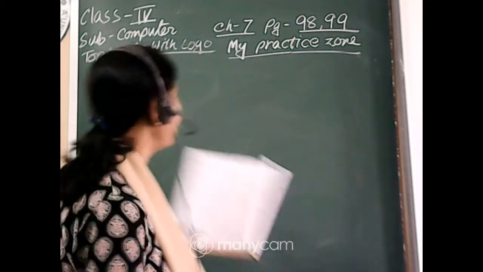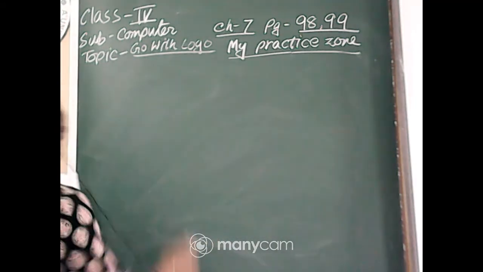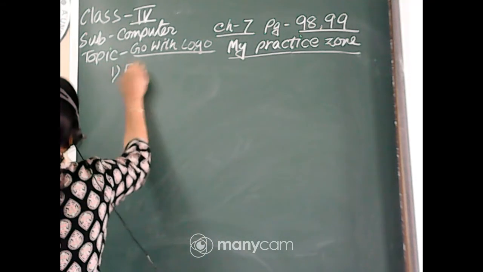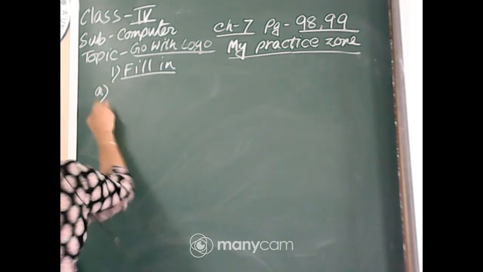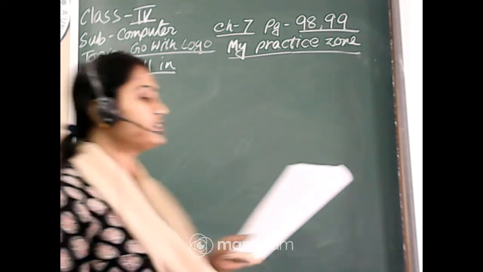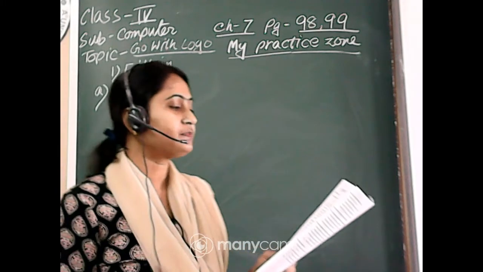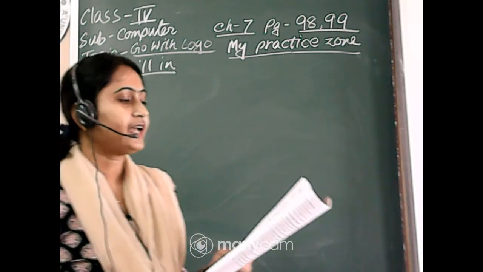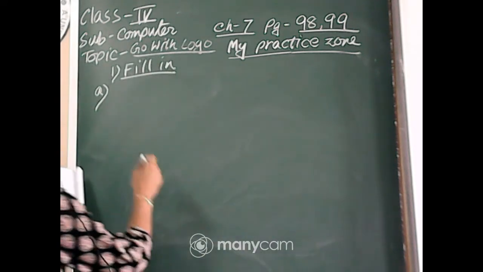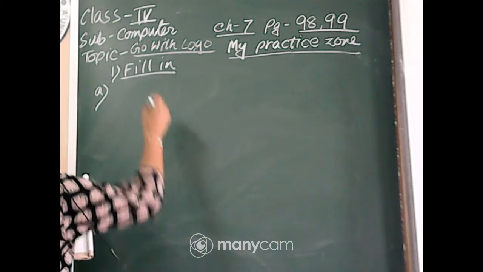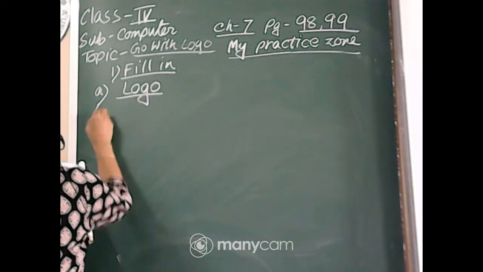Fill in the blanks, My Practice Zone, page number 98. Number 1, fill in. A. Dash is a language which is used to draw basic shapes and perform arithmetic calculations. Logo is a language used to draw basic shapes and perform arithmetic calculations. So the first answer is Logo.